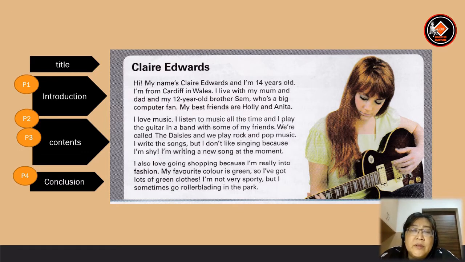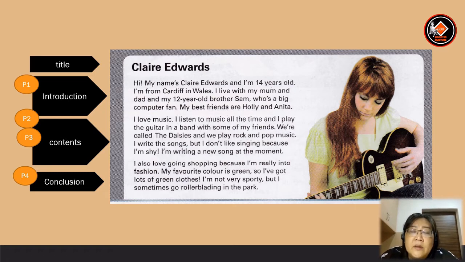This is taken from the textbook. So you have Claire Edwards. So this is the title. Then after that, you can have the introduction, like, hi, my name's Claire Edwards, and I'm 14 years old. I'm from Cardiff in Wales. I live with my mom and dad and my 12-year-old brother, Sam, who's a big computer fan. My best friends are Holly and Anita.